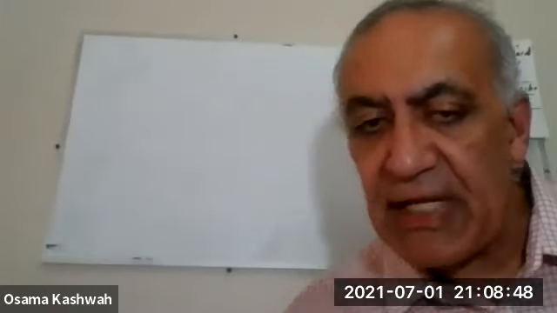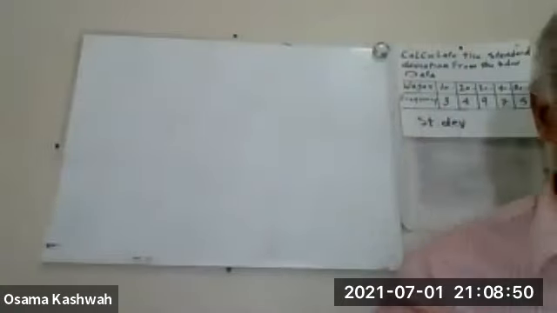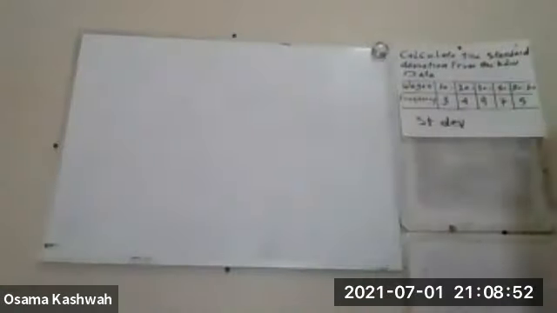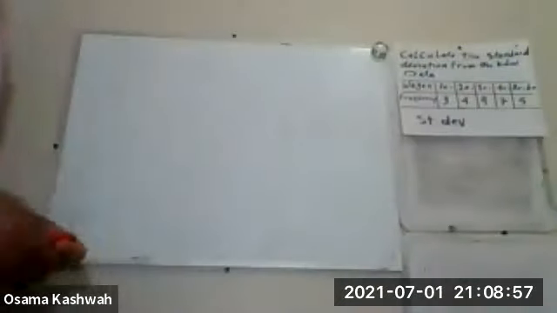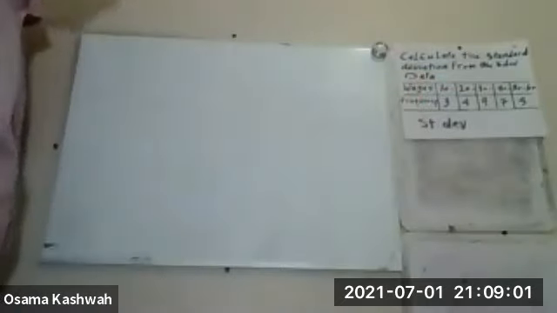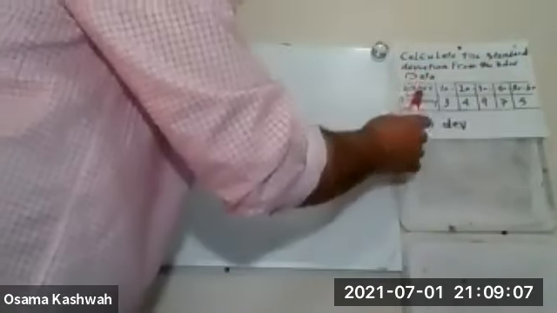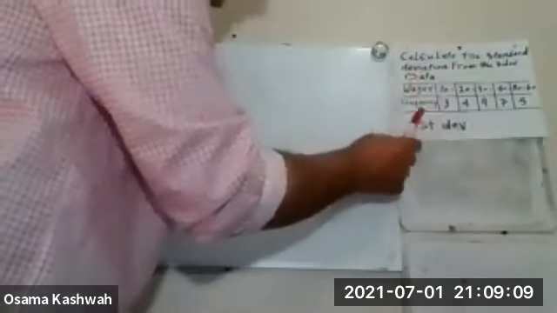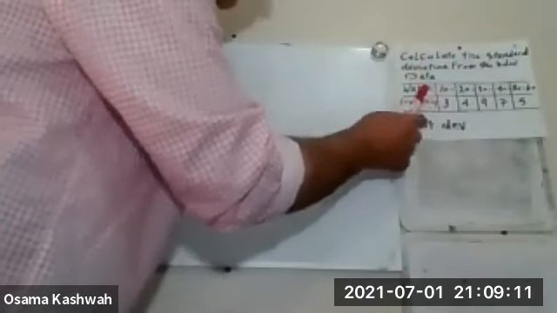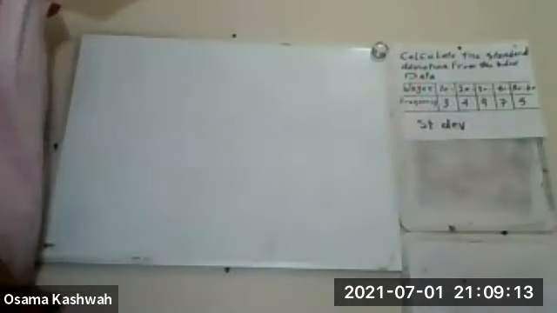The example, as you see here on the board, let me go to the board and work on it. The example says: calculate the standard deviation of the below data. The wages, here are the wages, and here is the frequency.